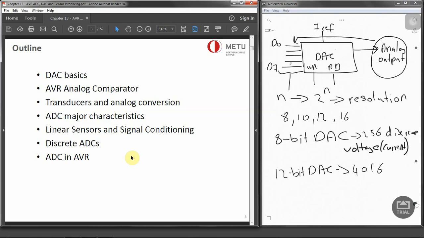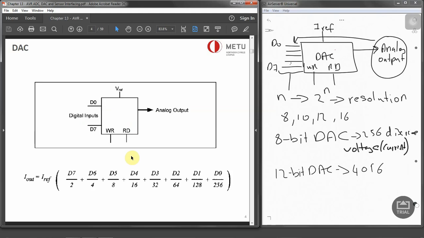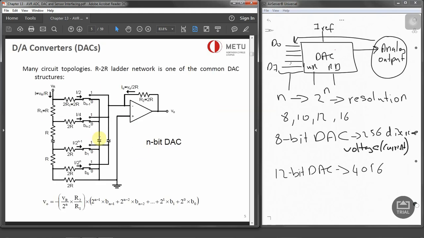Now, I'm just going to go to our ladder first. When we consider these circuitries, this is the structure of the R2R ladder. You can find this in any electronics course. I'm not going to go into the details of how this functions, but generally this is what we have inside of the DAC.